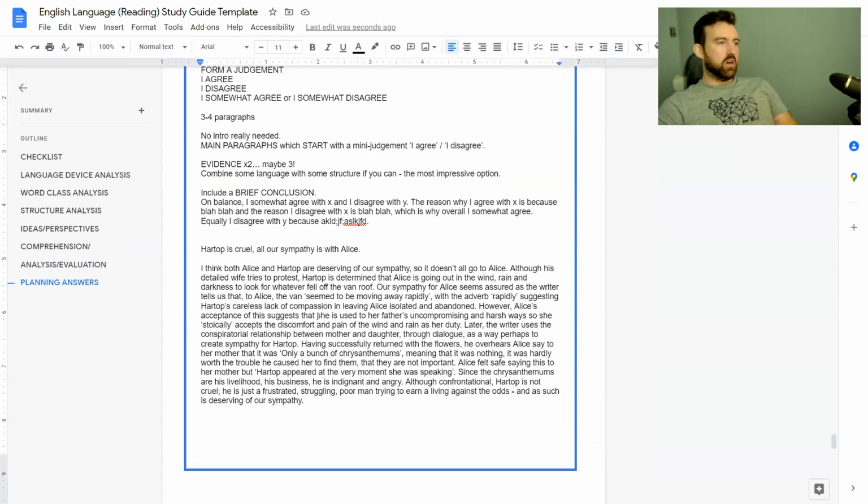Although confrontational, Hardtop is not cruel. He is just a frustrated, struggling poor man trying to earn a living against the odds, and as such is deserving of our sympathy. So this is a great paragraph for one of our main paragraphs.